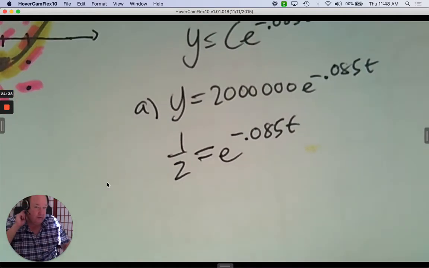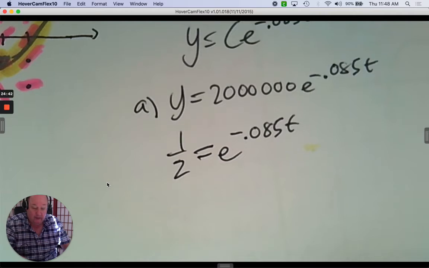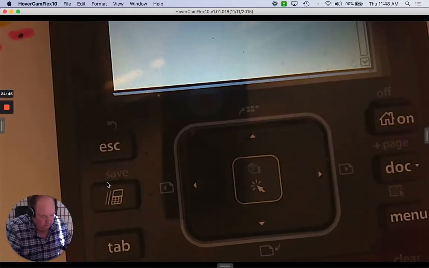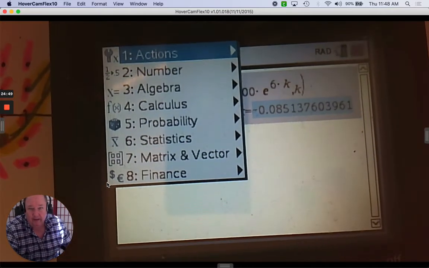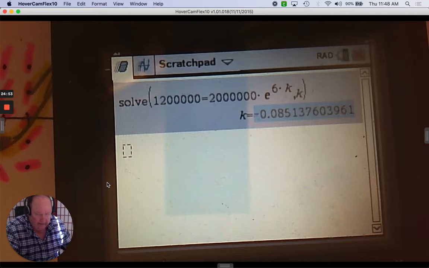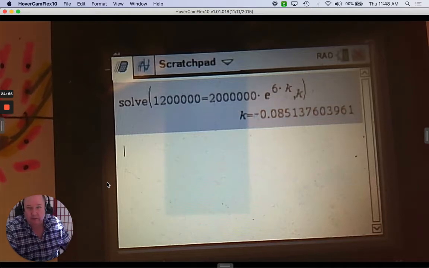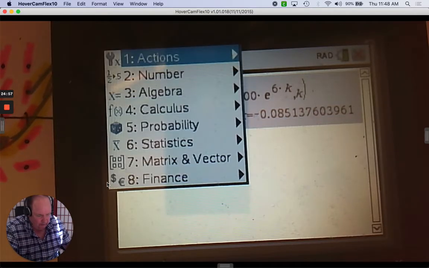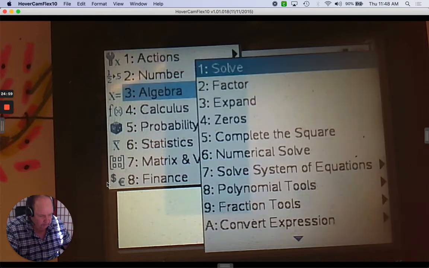And then again, I'm going to use the calculator to find the half-life. Now when I use my calculator, I'm going to paste in to find it. So again, I'm going to go menu and algebra and solve. And it's half. Oops, that's my mistake here. Try it again. Menu, algebra, and solve.